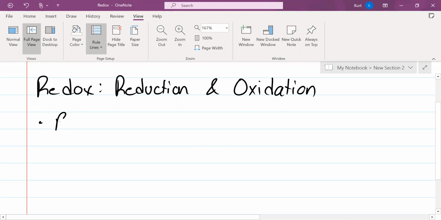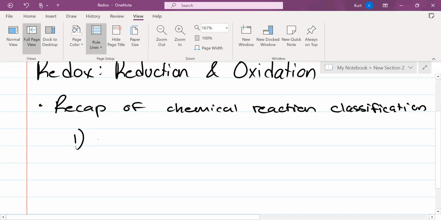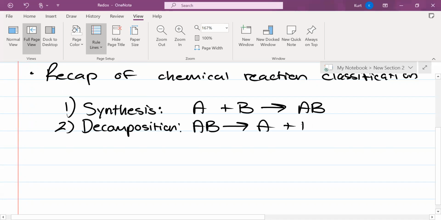So let's recap, first off, the 5 types of chemical reaction classification. All right. First one is a synthesis reaction. This is simple where A and B react to yield AB. Number 2 is the opposite of synthesis. It is called decomposition. AB breaks down to A and B.